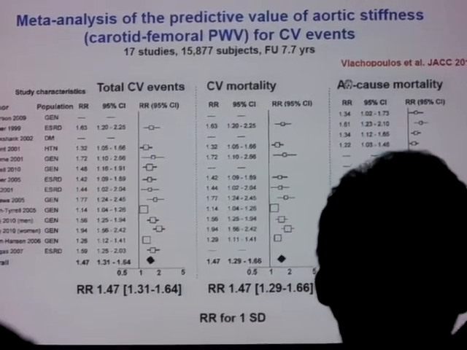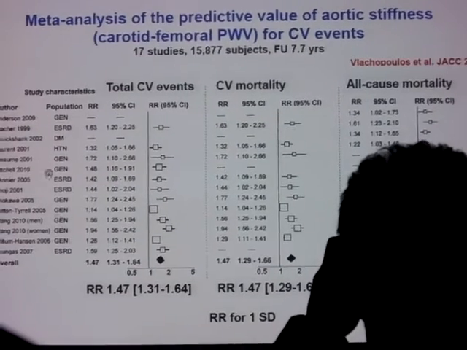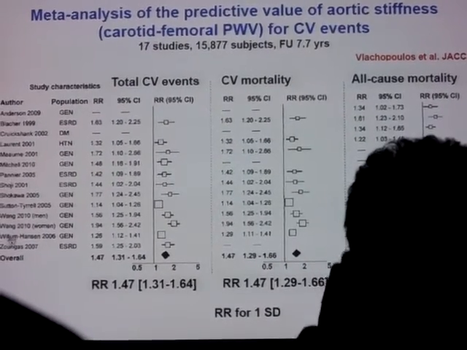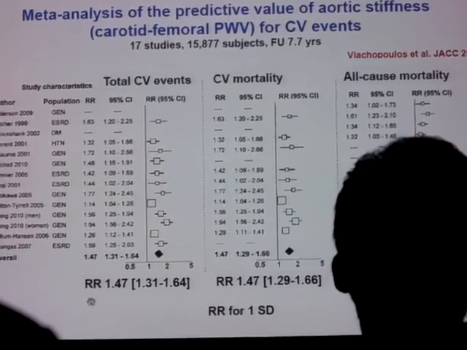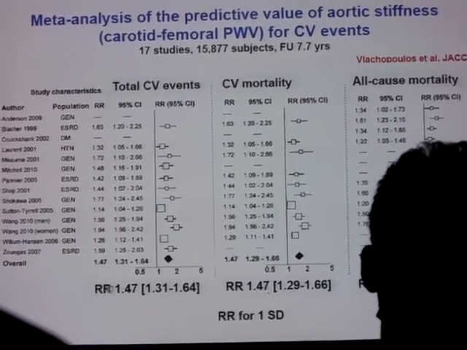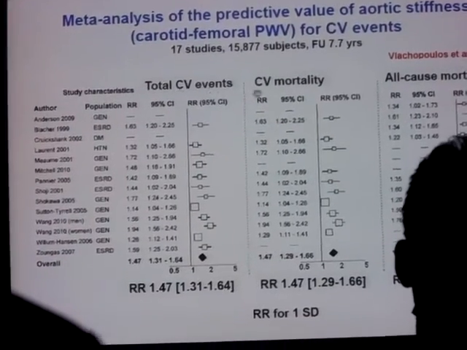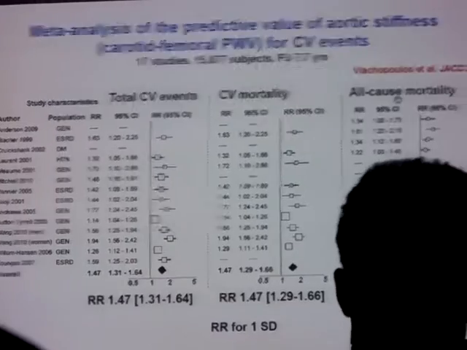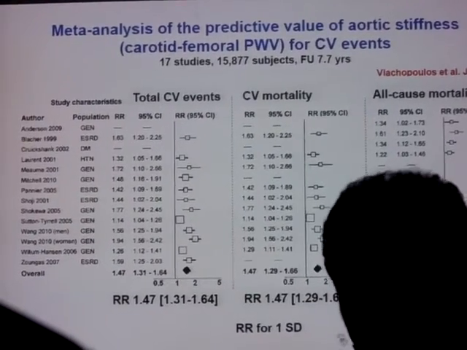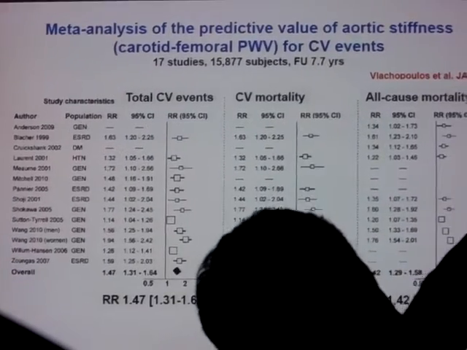This is a meta-analysis published by Charalambos Vlachopoulos. You see here the various studies entered into this meta-analysis, and here the risk ratio, 1.5, roughly, for all criteria, total cardiovascular events, cardiovascular mortality, all-cause mortality, for one standard deviation, which is quite good enough and interesting.